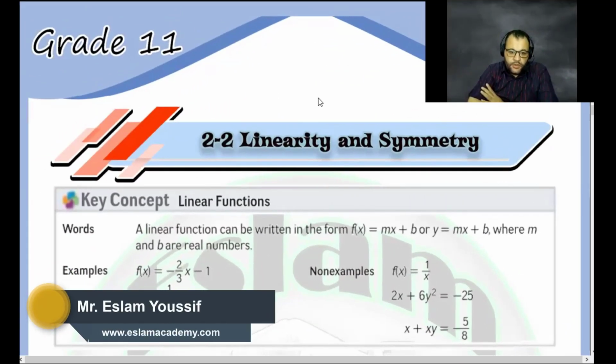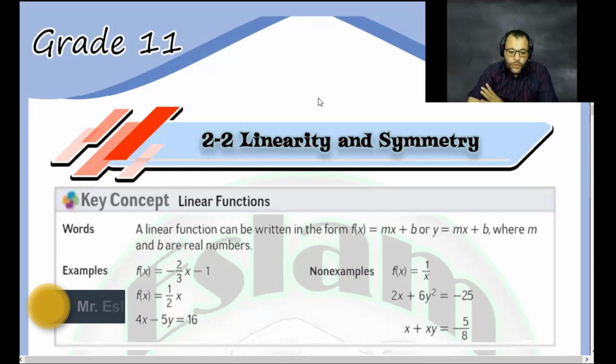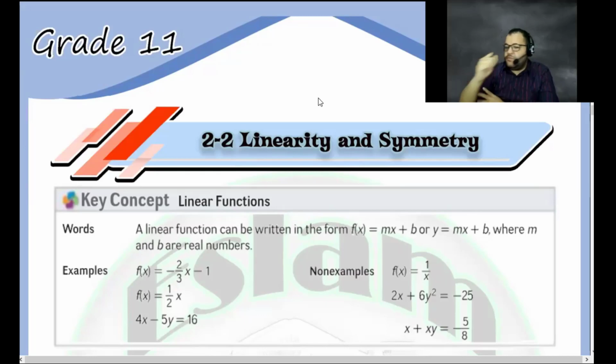Today, inshallah, we are talking about linearity and symmetry. So, if you remember, what is the meaning of linear function? What do you know about the linear function? It's a straight line when you graph it. The equation, when you graph it, is represented by a straight line. Okay. Is there any other information about linear function?